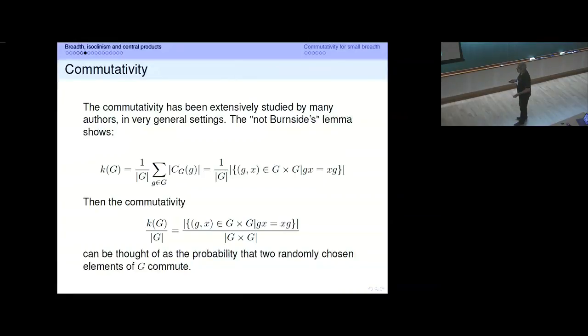And so the sum of the sizes of the centralizers is simply the number of pairs that commute. Therefore, the commutativity is really the probability that picking two elements of the group, they commute, as it's written there.